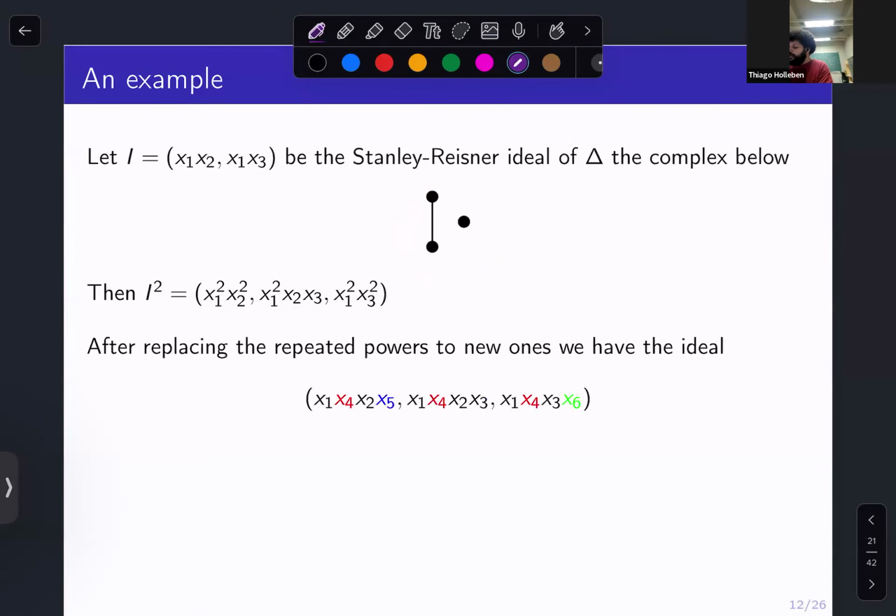What I want to do next is replace the repeated variables by new ones. So I have x1 squared here. Every time x1 squared appears, I'm going to replace it by x1 times x4. So x1 times x4 here, and x1 times x4 here. Another repeated variable that I had was x2 squared. Every time x2 squared appears, I'm going to replace it by x2 times x5. It only appears once, so that's it. And the third one is x3 squared. Every time it appears, I'm going to replace it by x3 times x6. This is called polarization.